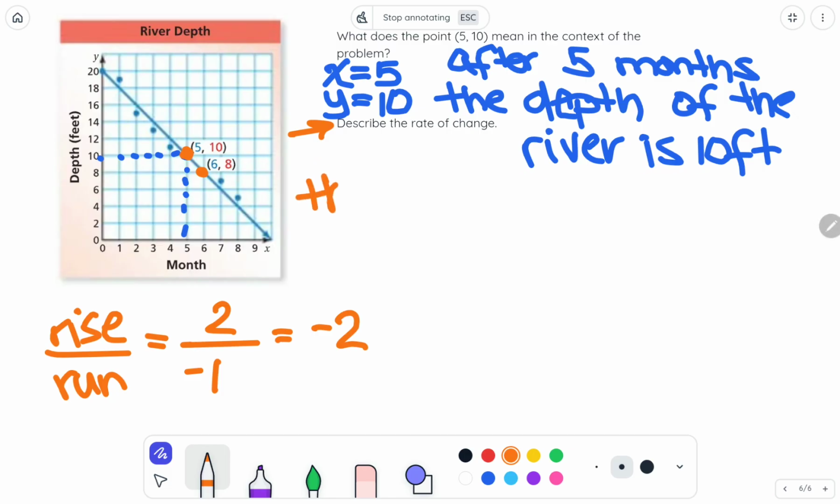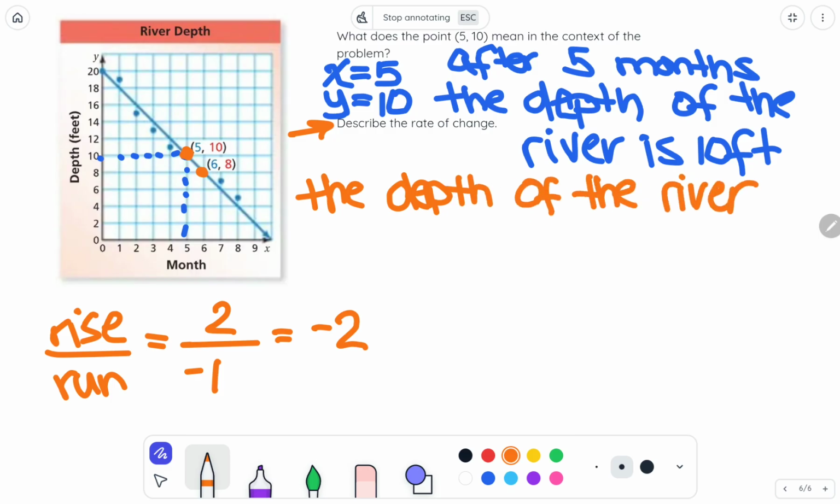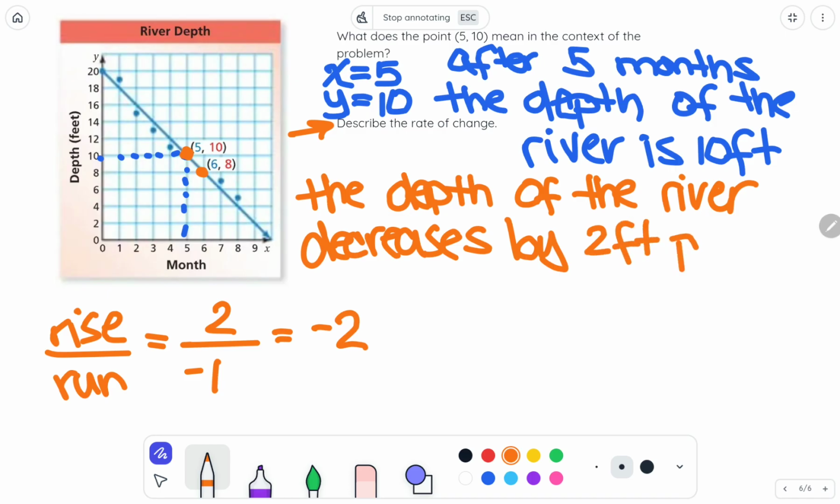Let's write that. The depth of the river decreases by 2 feet per month. I really like writing rates of change using the word per instead of for every month. They really are interchangeable, but this is just a little bit more mathematically and grammatically nice.